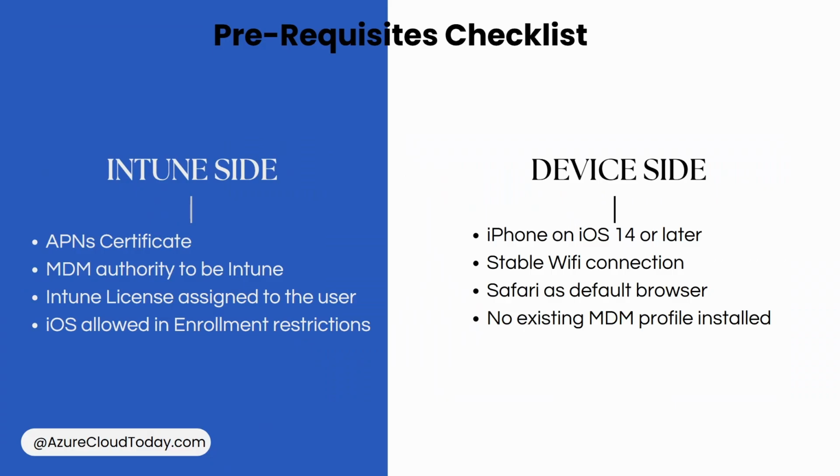Before we dive into this, let me tell you what needs to be already in place for this to work. From the Intune side, you need your APNS certificate to be active. We covered that in the video of how to set up APNS in Intune, and I am going to drop an in-video card right now in case you missed it. Second is that your MDM authority has to be set to Intune. Third is that the enrolling user must have an Intune license already attached to them. Fourth is that iOS enrollment for BYOD scenarios must be allowed.